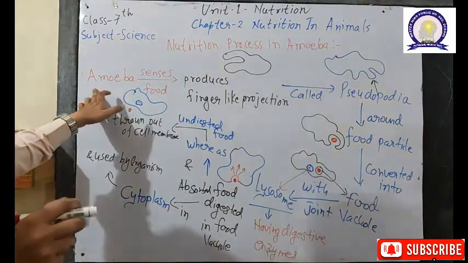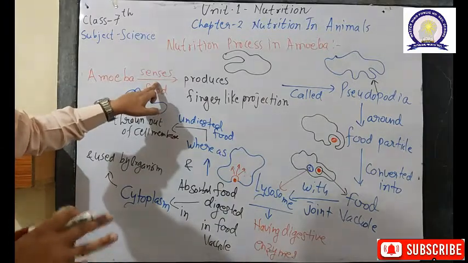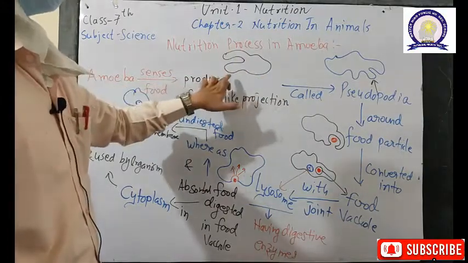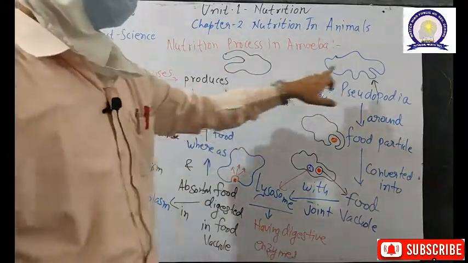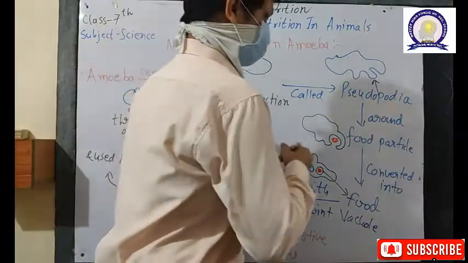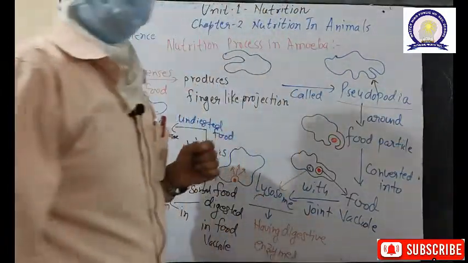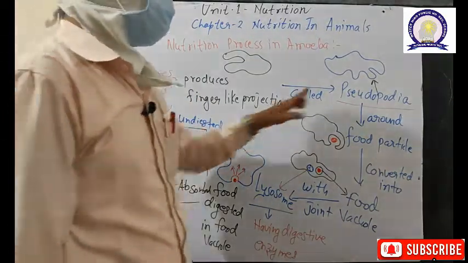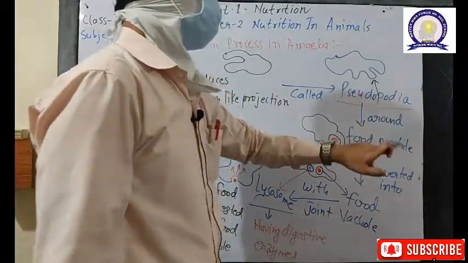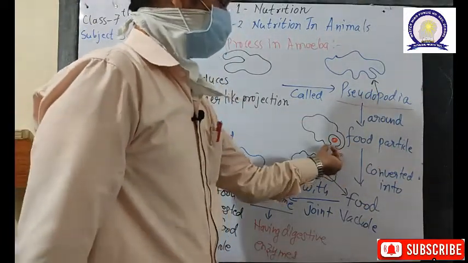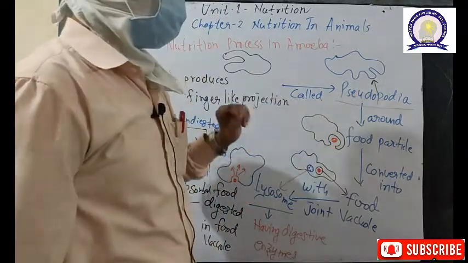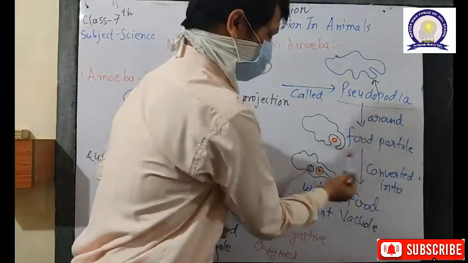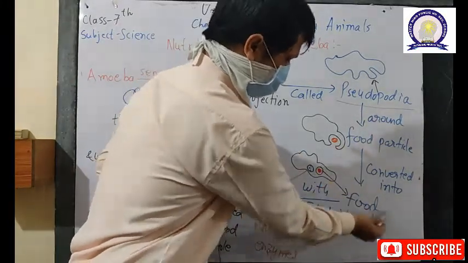So firstly, whenever the amoeba senses some kind of food particles around it, it produces some finger-like projections. So this is the amoeba's irregular shape when forming a finger-like projection, and these finger-like projections are called pseudopodia. These finger-like projections are formed by amoeba whenever it senses food particles around it, and with the help of these pseudopodia the food particle is entrapped in the cytoplasm of the amoeba, making a food vacuole. So whenever amoeba forms a pseudopodia, it covers around the food particle and makes a food vacuole.